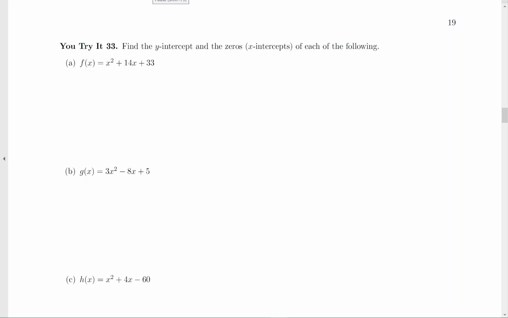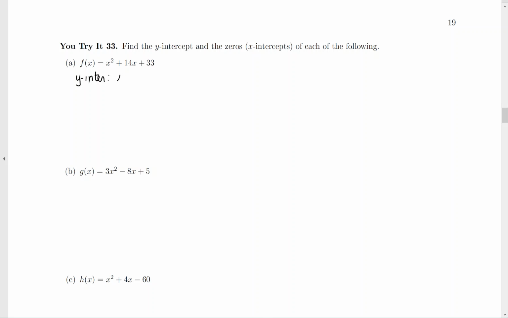In the You Try It of Example 33, we're looking to find the y-intercept and the zeros, also known as the x-intercepts, of each of the following. Our first function is f of x equals x squared plus 14x plus 33. We're going to look for the y-intercept first. In fact, that's the easier of the two.